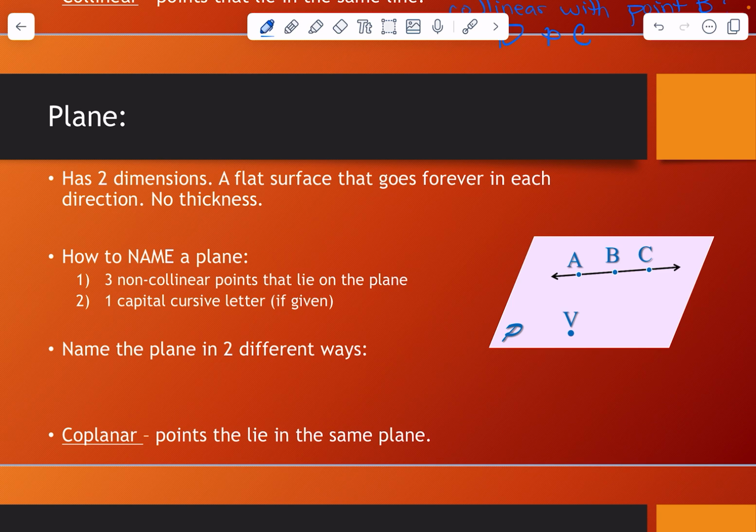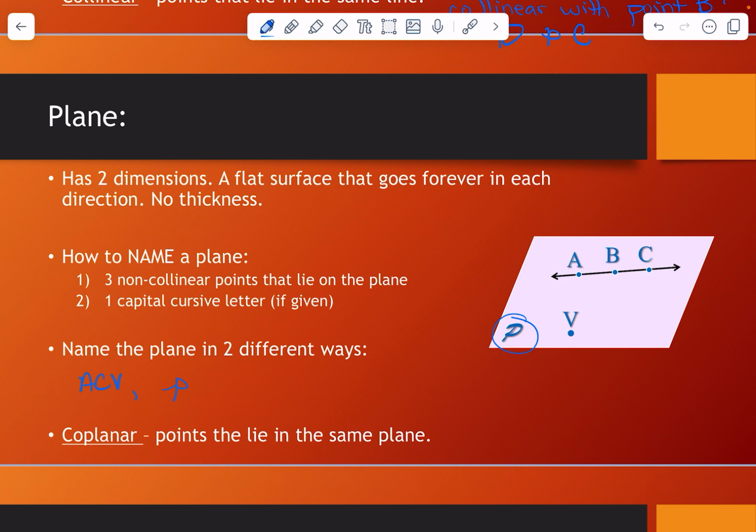So I use three of those, or I can use one capital cursive letter if given. If I looked at this plane, I could name it ACV. I could also name it ABV. I could name it BCV. All of those are the same plane. I could also name it plane P because it's given to me as a capital cursive letter.